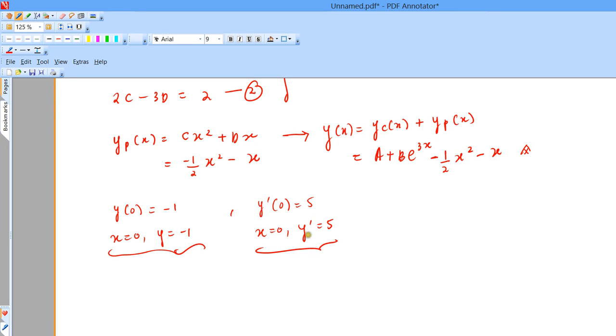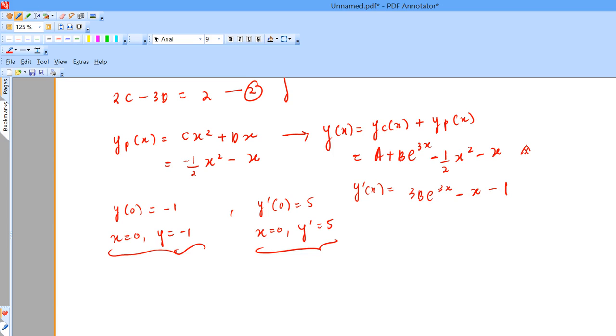So based on the second value, we have x equal to 0, y prime equal to 5. So we need to differentiate this y(x). So we get y prime(x) equal to, a refers to a constant, differentiate a equal to 0, differentiate the second term, we get 3b e power of 3x, differentiate the third term, we get minus x and then minus 1.